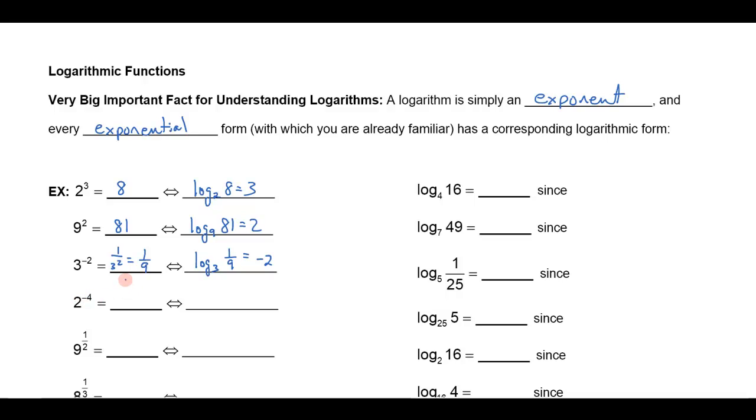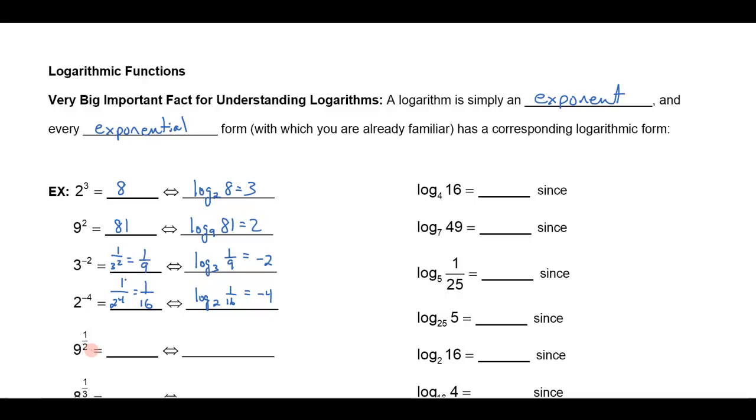2 to the negative 4th would be 1 over 2 to the 4th. That's 1/16. 2 times 2 times 2 times 2 is 16. So another way of writing that in logarithmic form would be the log base 2 of 1/16 equals negative 4. All right. Notice the way that you read a logarithm is this little subscript right here. That's the base. So 2 to the negative 4 power is 1/16. 3 to the negative 2 power is 1/9. 9 to the second power is 81. 2 to the third power is 8. So it really is just another way of writing an exponential.